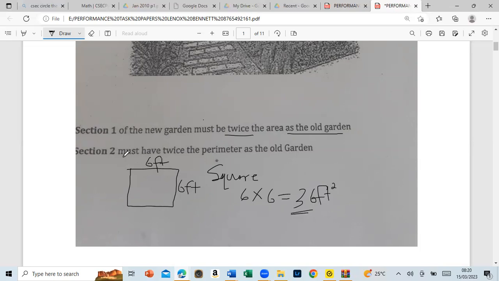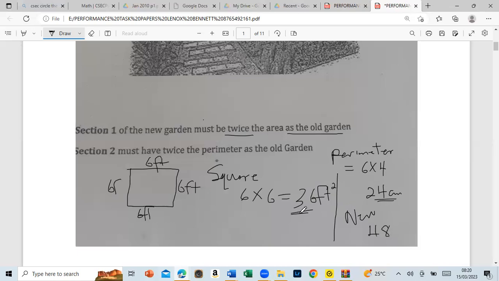Alright, and for the next one, section 2 must have twice the perimeter of the garden. So let us find the perimeter first for the current one. Perimeter means the total distance around, and we must consider all 4 sides. Since it's a square, this is 6 feet, this is also 6 feet. So the perimeter would be 6 times 4, because all the lengths are the same. So the perimeter would be 24 feet. The new one should have a perimeter that is twice. Twice means multiply, so the new one should be 24 times 2, which is 48.